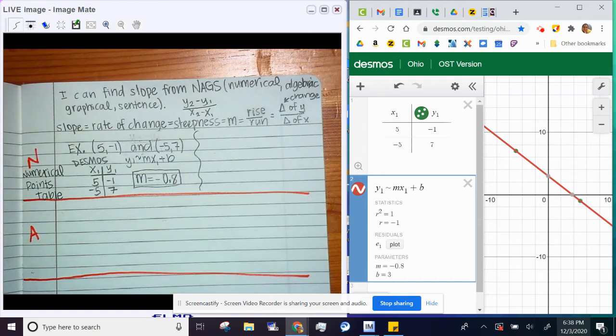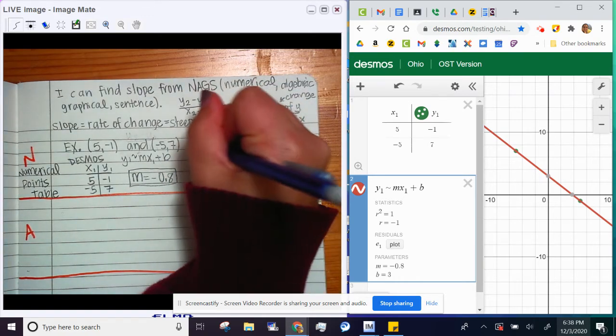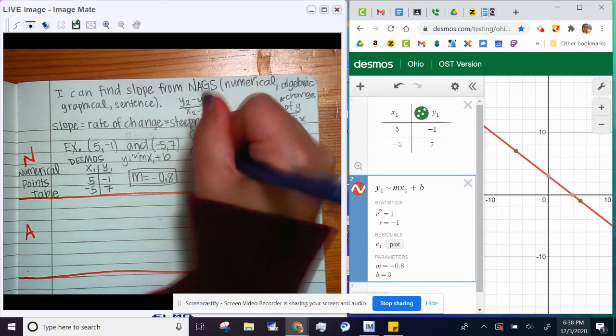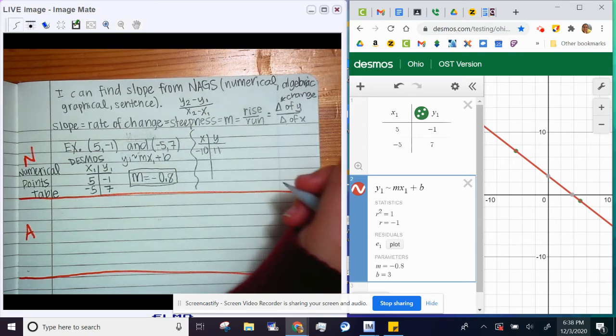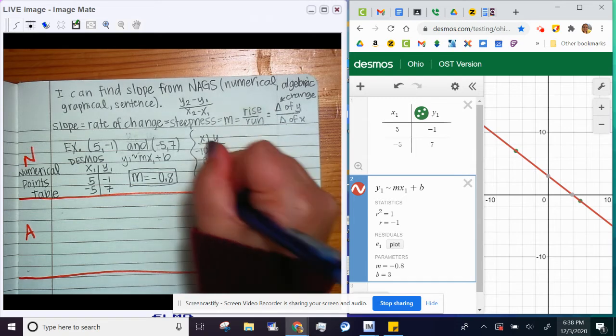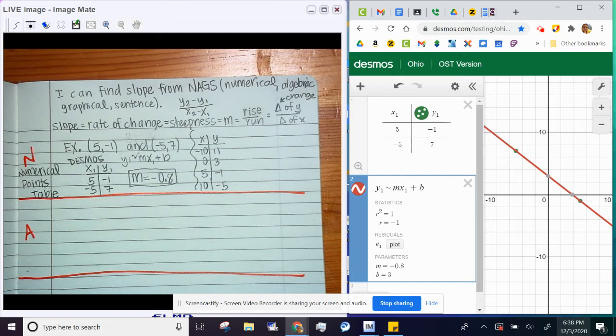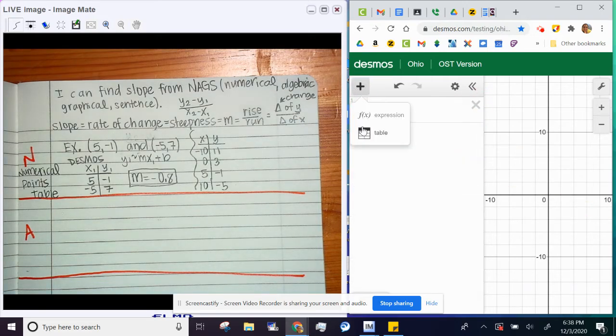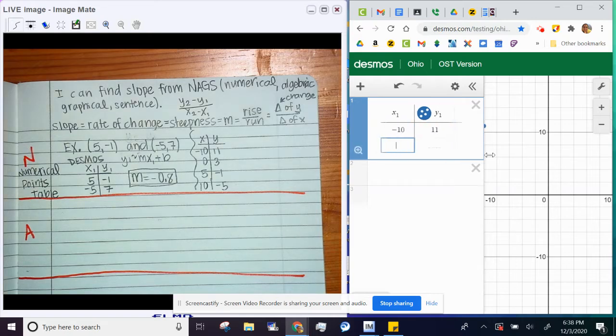Let's do another example here. Sometimes we're given a table. So let's say we got this table. So the x and the y. And this time it's going to be -10, 11, 0, 3, 5, -1, and let's do 10, -5. Okay, so I'm going to put them in my Desmos. So actually, let's just clear all of this out. Okay, so -10, 11, 0, 3, 5, -1, and 10, -5.